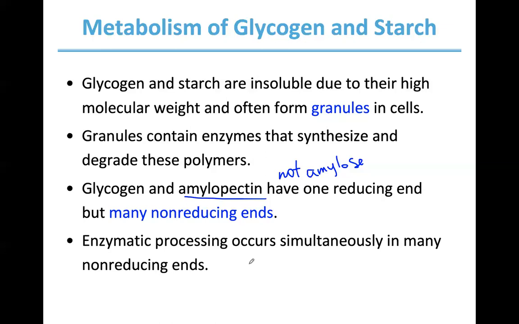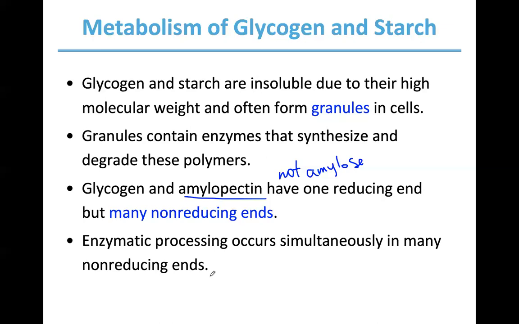And so enzymatic processes occur simultaneously at many non-reducing ends. If it only chopped one sugar at a time, obviously this would take forever, right? So the whole system would not work. But luckily these enzymes are all over the place, and they cut the glycogen in many places at the same time. Basically, they unravel these chains.